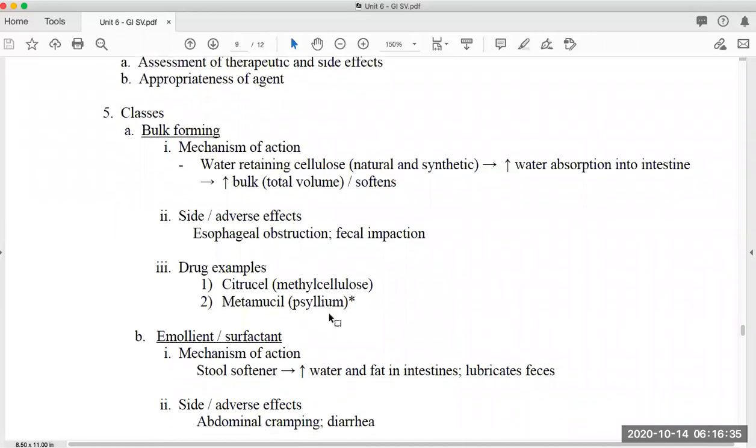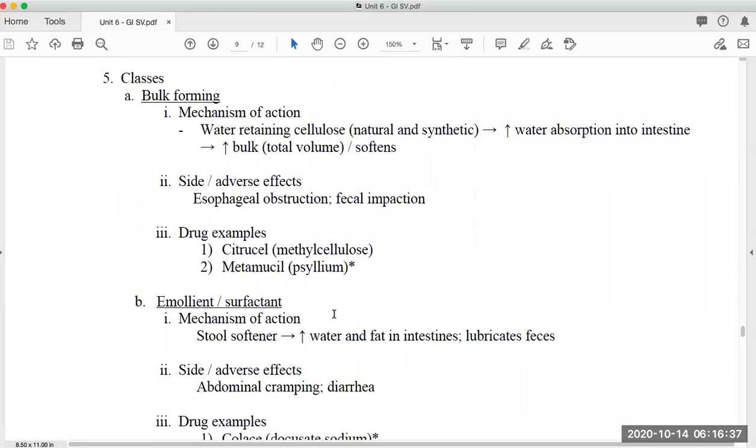Okay, so now we're going to get into the different types of laxatives, okay? So bulk forming is our first one. Mechanism of action, water retaining cellulose derivative. This is the bulk forming laxative, and that can either be natural or synthetic. So the whole point of this is that it increases water absorption into the intestines, right? It draws the water there. And then we have an increase in bulk or total volume, and it softens the stool.